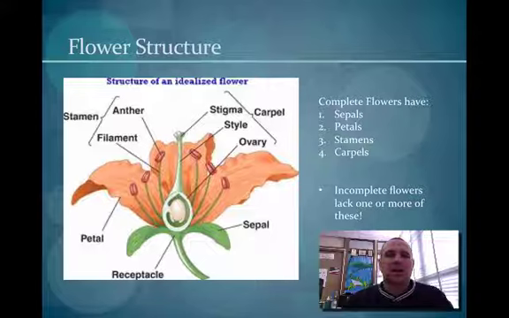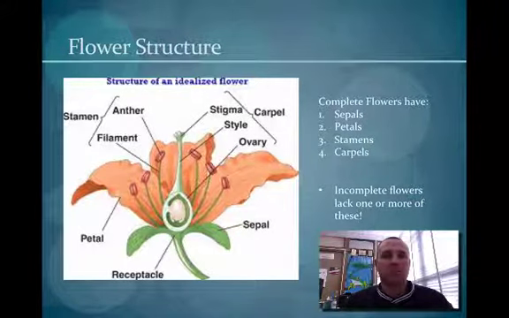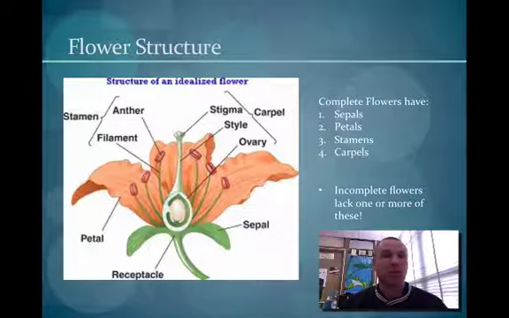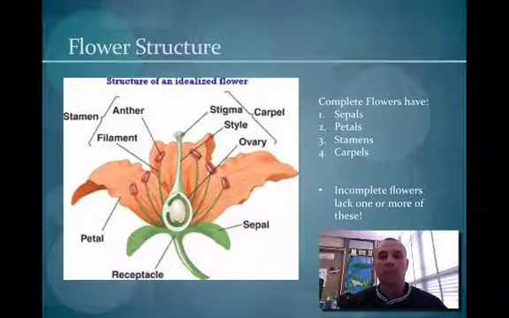Now, when we talk about angiosperms, we have to talk about the flower structure. As you can see up here, they can be what's called a complete flower, which has sepals. Sepals are these tiny leaves underneath the flower. Petals are the colorful part of the flower, which we all like. Stamen is the male part of the flower, made of the anther and the filament. This is where pollen comes from. The carpel contains the stigma, the style, and the ovary, which is the female part of the flower.